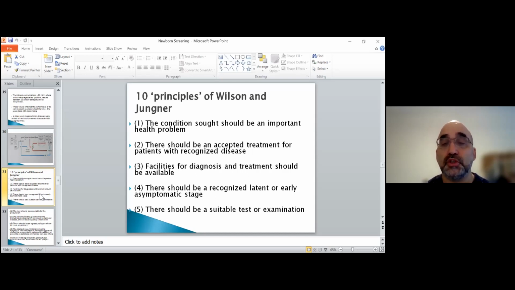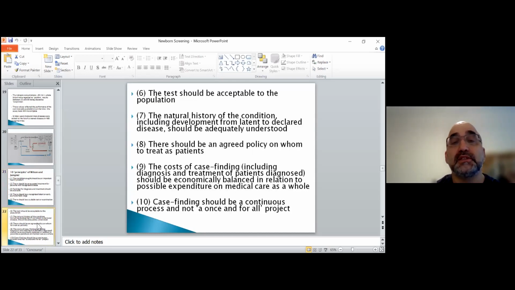There should be a suitable test or examination that we have touched on, different assays currently available for many conditions, and we have them for several of them. The way you test should be acceptable. You can't say, okay, I have got a very good disease that I can diagnose and I can give the best treatment ever for newborns, and then start to do a bone biopsy on every single baby in the country. That should be something that is invasive enough to be justifiable.